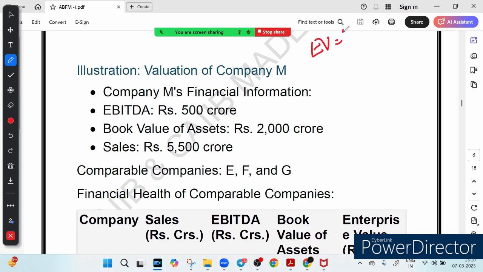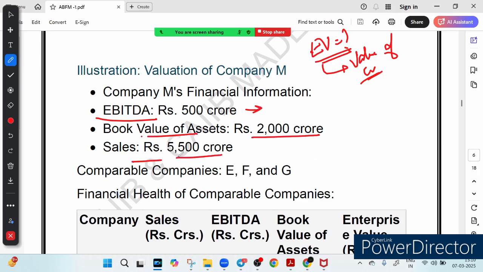Step number 2 is to value company M, right? We compare it with similar businesses in the same industry. So we have three companies available: similar company E, company F, and company G. And the sales data, EBITDA data, book value data, and enterprise value data is given. You can see this data. This data we have collected for these 3 companies. So these companies help us estimate what company M should be worth.